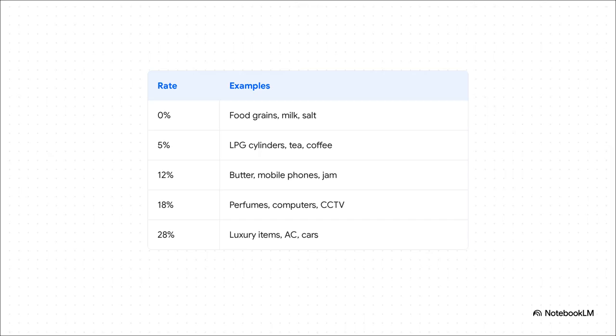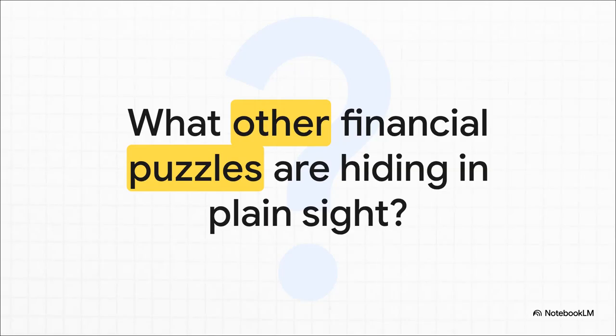Now, obviously, the amount of tax you pay isn't the same for everything. It completely depends on what you're buying. All goods and services are sorted into these different tax levels, or slabs. So, essential things like milk and salt are at 0% tax. But then you have luxury items like a fancy car or an air conditioner, and those are up in the highest slab at 28%.